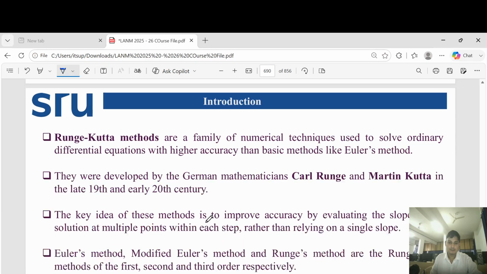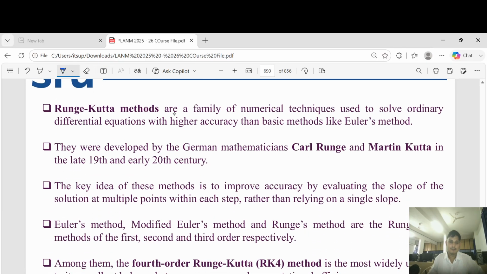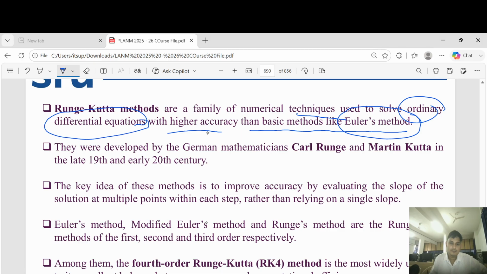Some of the introduction is given in this slide. Runge Kutta methods are a family of numerical techniques used to solve ordinary differential equations with higher accuracy than basic methods like Euler's method, meaning thereby it is more accurate as compared to Euler's method. It is used to solve ordinary differential equations, and it is a numerical technique.